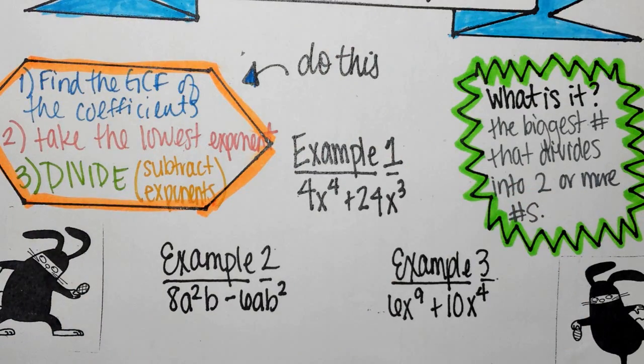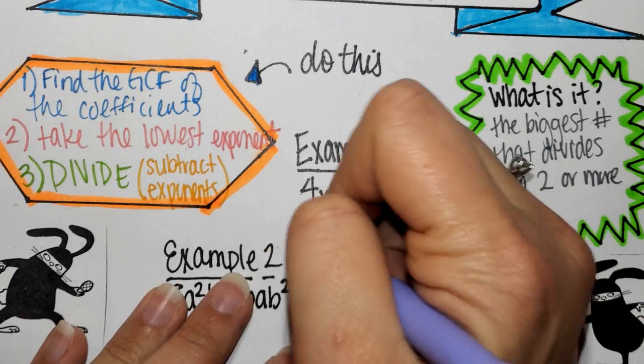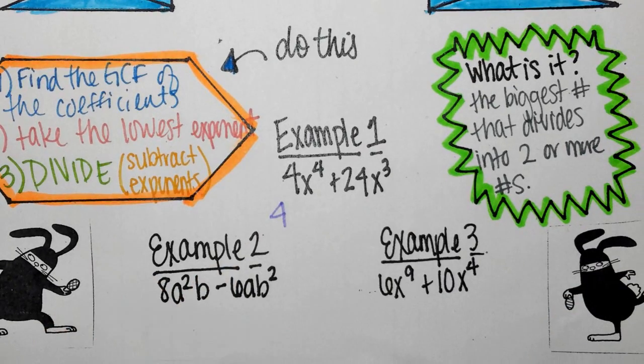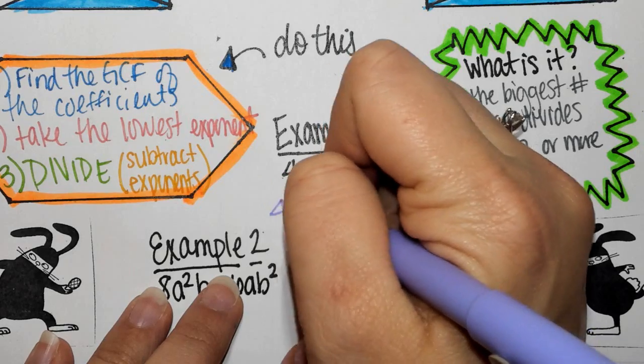Alright, example 1. So, we said the biggest number that goes into both 4 and 24 is 4. Now step 2 says take the lowest exponent. What's smaller, 4 or 3? 3. So we take x cubed.